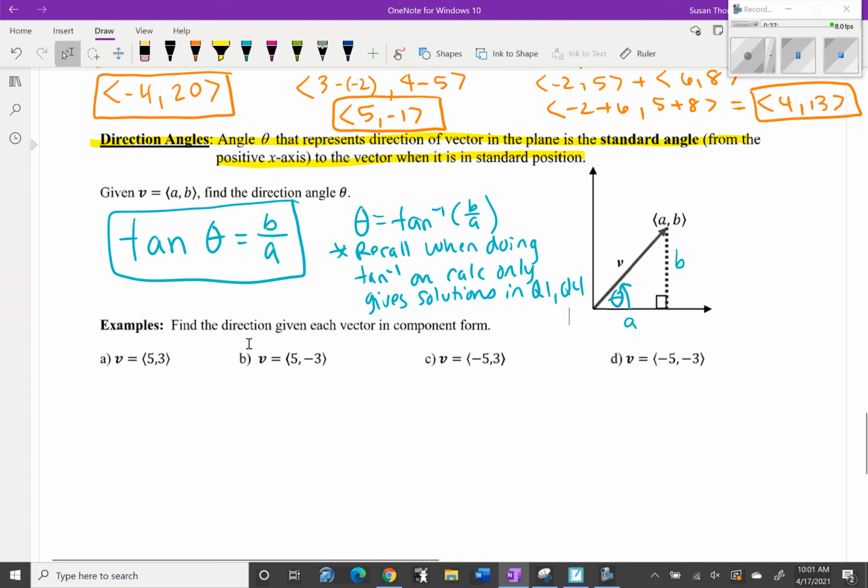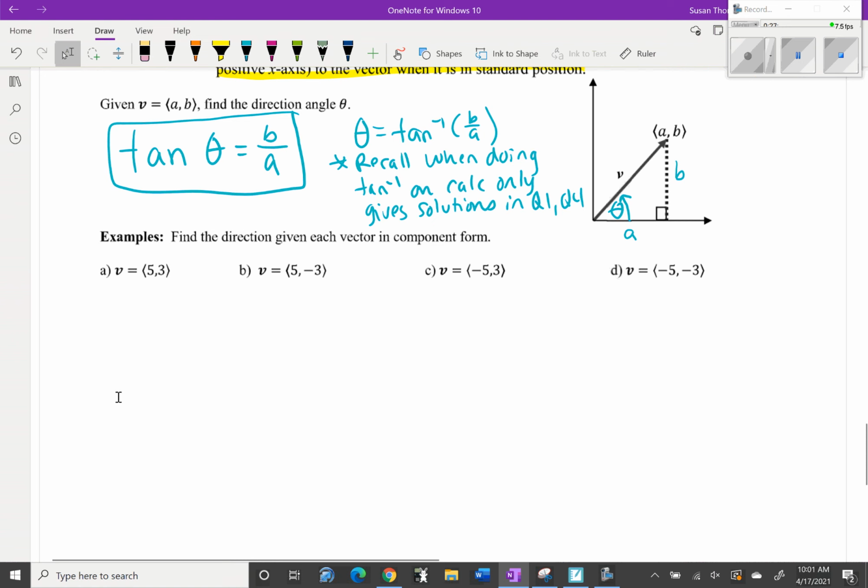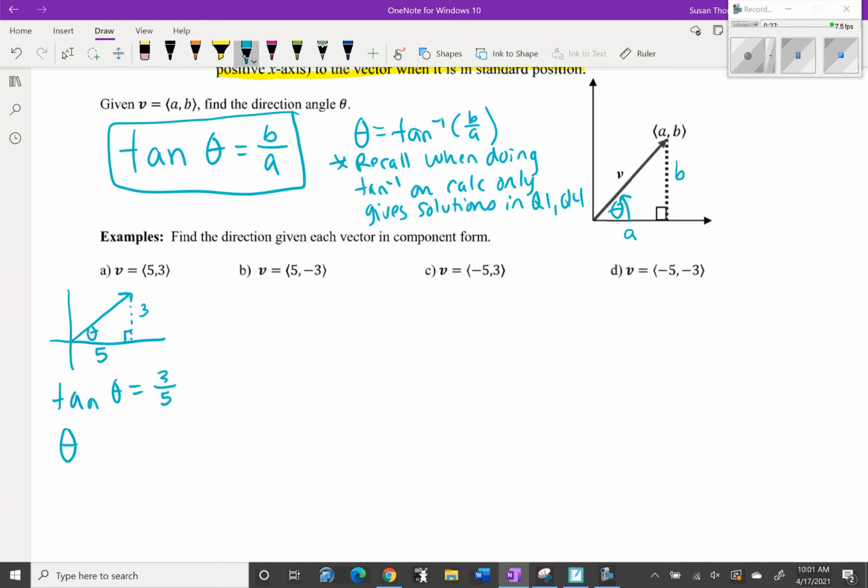So for this, it says find the direction given each vector in component form. So if I want to find the direction, we first would draw a picture. That helps me. So notice that the horizontal and vertical components for this first one are both positive. That means we're in quadrant 1. So we're going over 5 and up 3. So that means that the tangent of the angle would be equal to opposite over adjacent, so 3/5. So if I want to find the direction angle, we would do the tangent inverse of 3/5 on our calculator.